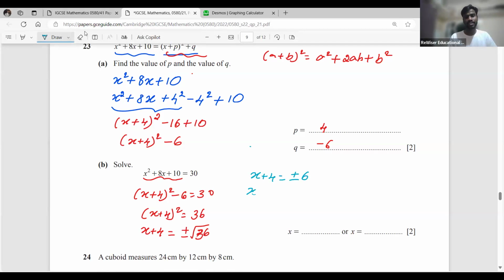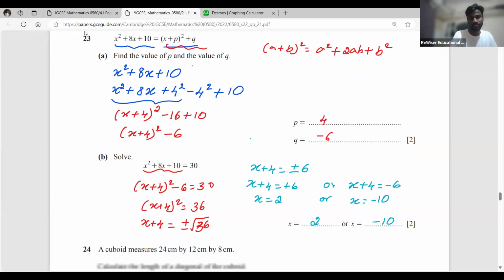Now these things can be written as two different statements. One is x plus 4 is equal to positive 6 or x plus 4 is equal to negative 6. So if I solve it, x is equal to 6 minus 4, which is 2, or x is equal to minus 6 minus 4, which is minus 10. So this is nothing but x equals 2 or x equals negative 10. And this is the answer.